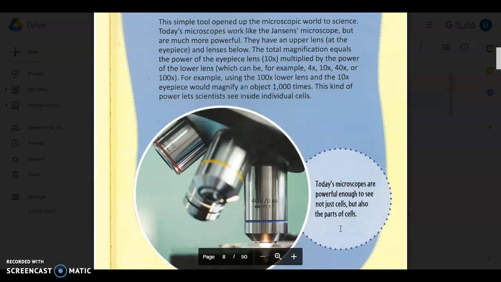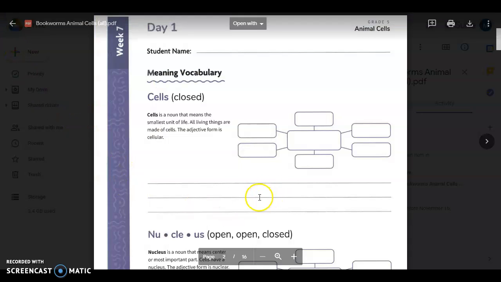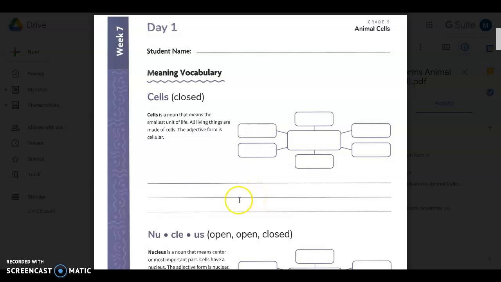So let's go ahead and look at the work that we'll need to go with this in our workbook. You already know how to do super sentences. I know you're familiar with those, but let's go over the words. So our first word is cells, and we see cells several times in this short amount of reading. So you can choose which way you decide to use it, as long as it connects in some way back to the book. So it says cells is a noun that means the smallest unit of life.